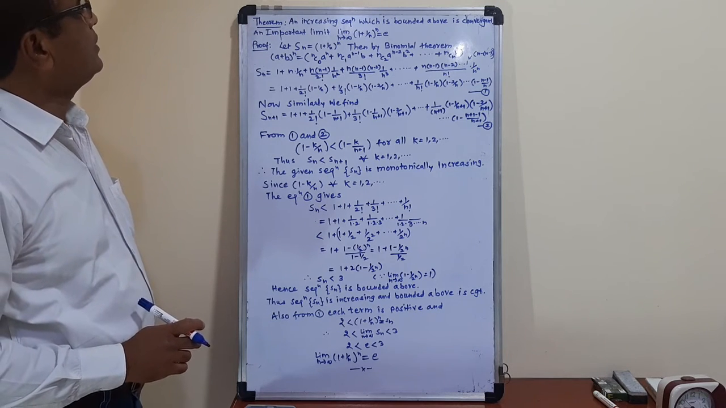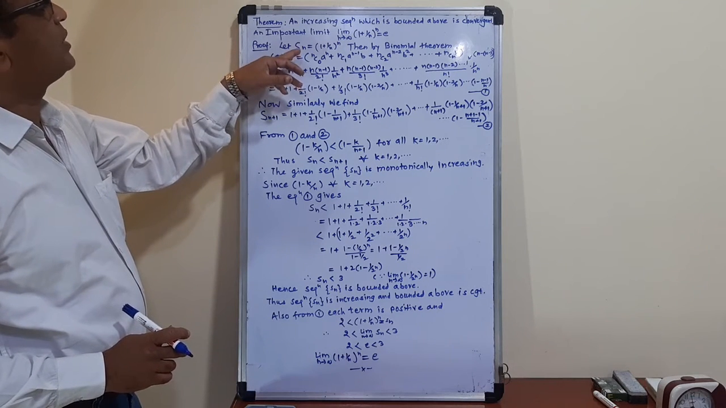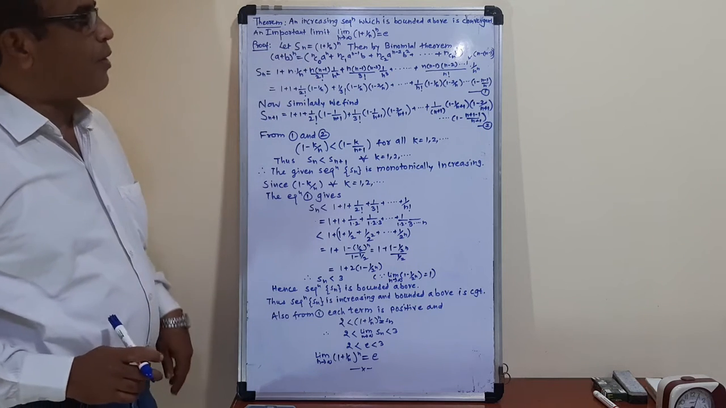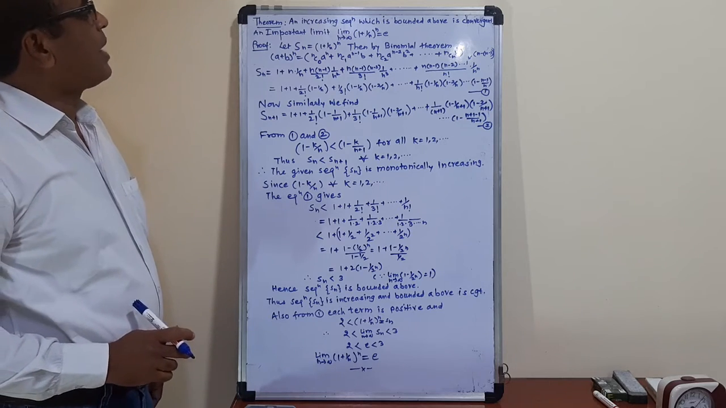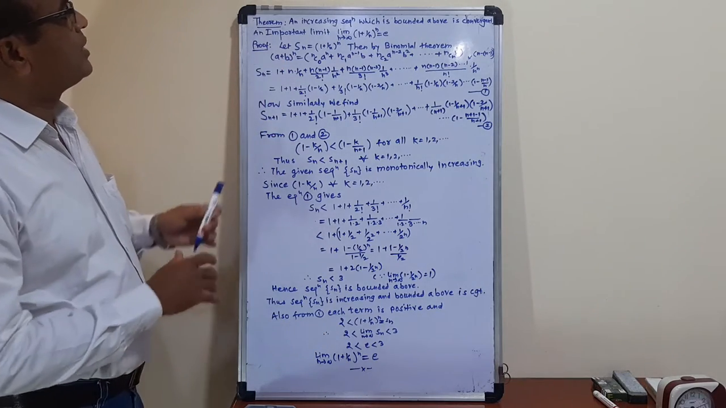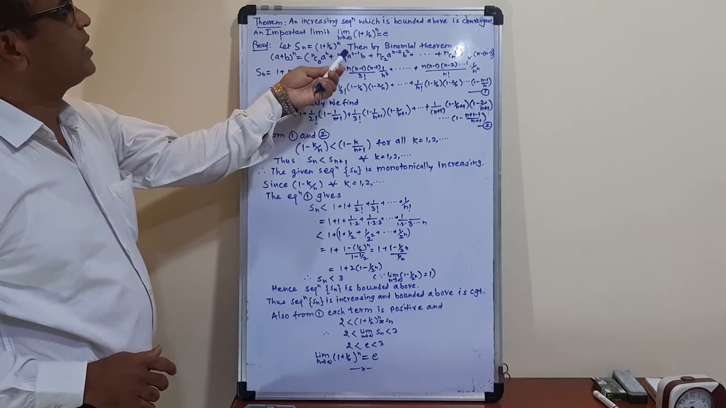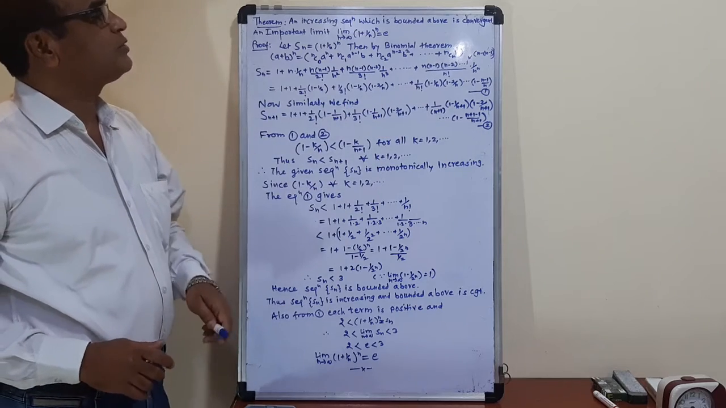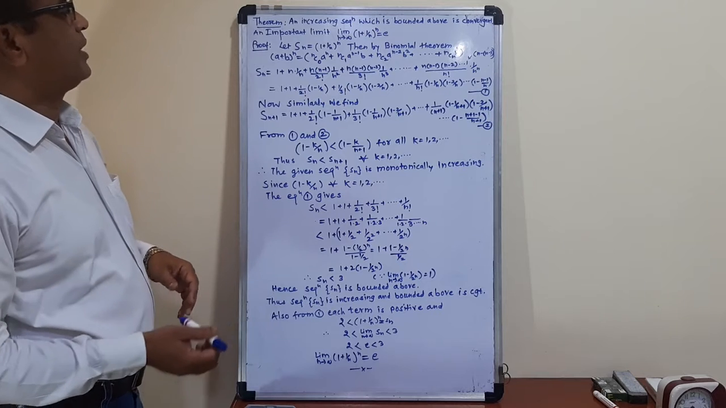Okay. Proof. Let Sn, the nth term of this sequence, be Sn is equal to (1 plus 1 upon n) raised to n. Then by the binomial theorem. So what is the binomial theorem? (a plus b) raised to n is equal to nC0 a raised to n plus nC1 a raised to n minus 1 b and so on, up to nCn b raised to n. Okay, so this is the binomial theorem here.